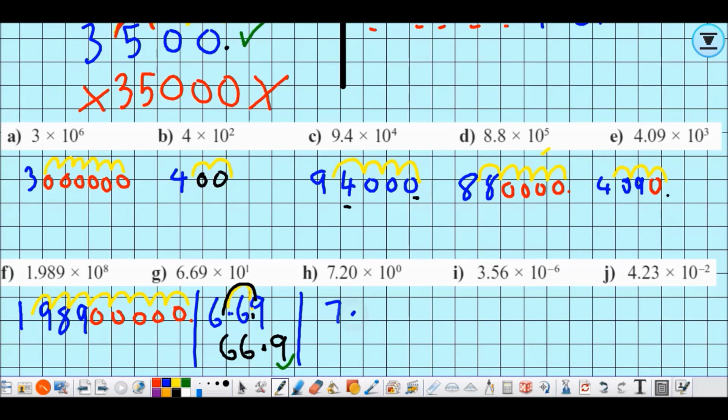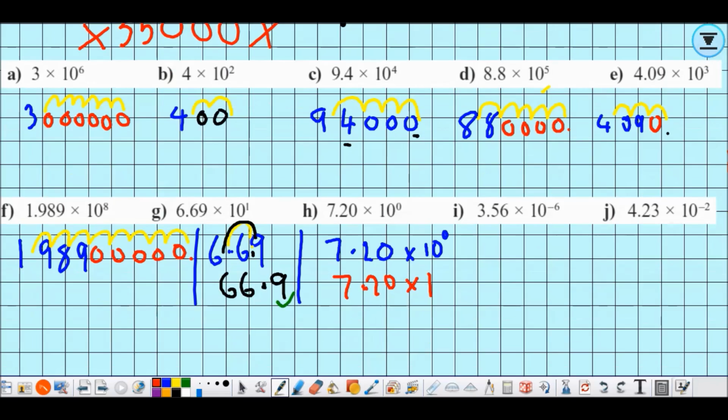7.20 times 10 to the power of 0. Now remember, anything to the power of 0 equals 1. So I've got 7.20 multiplied by 1. I'm just multiplying it by itself, and that's going to give me 7.2. Do I need to put the 0 in this case? No, I don't. I can leave the 0 off. So 7.2 or 7.20 is the correct answer. Okay. 2 more to do.